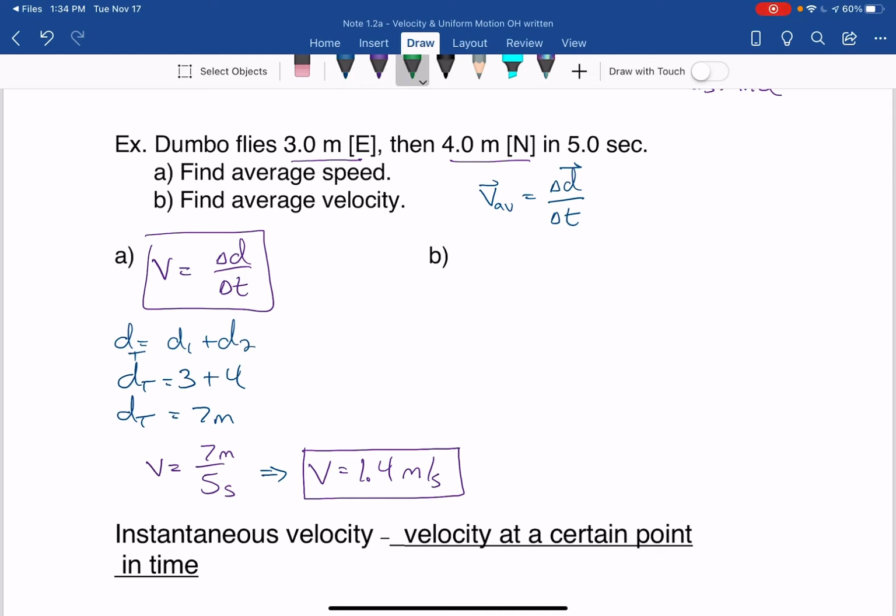Okay, so I'm going to come off to the side here and just draw this thing. The elephant's going 3 meters this way, 4 meters this way. So here's 3, whoops, here's 4.